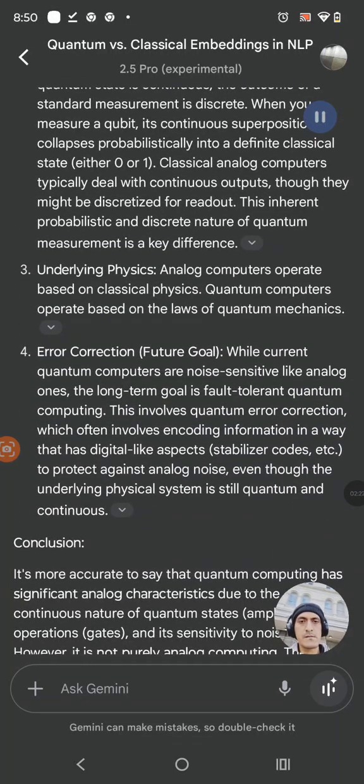4. Error correction. Future goal. While current quantum computers are noise sensitive like analog ones, the long-term goal is fault-tolerant quantum computing. This involves quantum error correction, which often involves encoding information in a way that has digital-like aspects, stabilizer codes, etc., to protect against analog noise, even though the underlying physical system is still quantum and continuous.